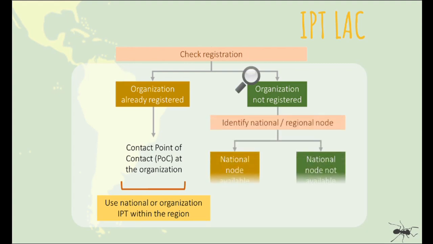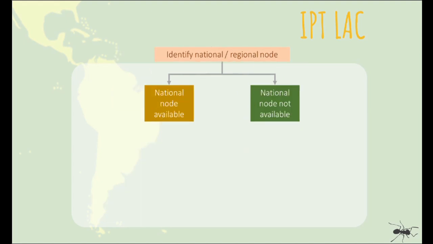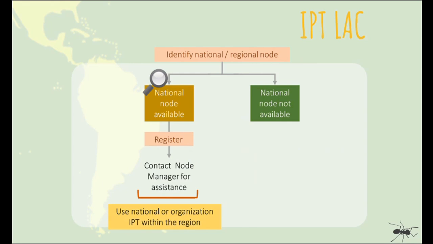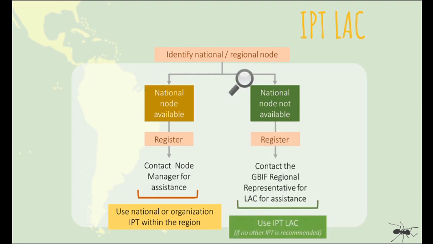If the organization is not registered, we need to identify whether there is a national or regional node available. If a national node is available, you should contact the node manager and proceed to register the organization. In this case, for publishing the data, you should use a national or organization IPT in the region. If a national node is not available, you will also have to register the organization with GBIF, but you should contact the GBIF regional representative for LAC for assistance.